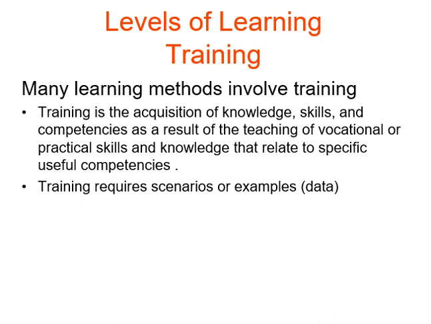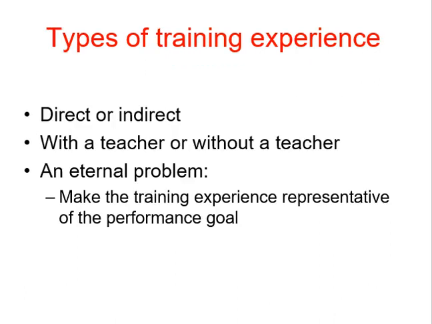Now let us move on to the next slide. In this slide, we are going to see the types of training experiences. There are two types of training experiences: direct or indirect, which means direct is with a teacher, indirect is without a teacher. Firstly, let's come to direct. Usually, we learn new things with the help of a teacher. But if a student studies alone at home, he will not learn with the help of a teacher. This can be considered an example of direct or indirect training experience.